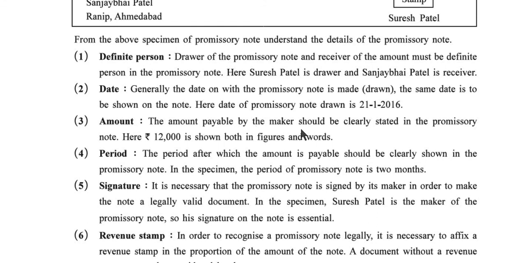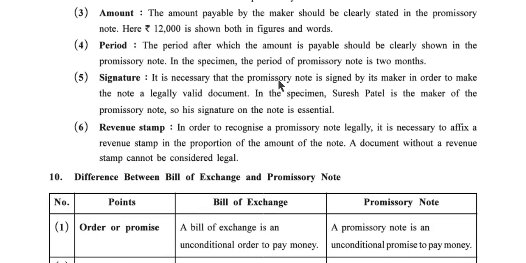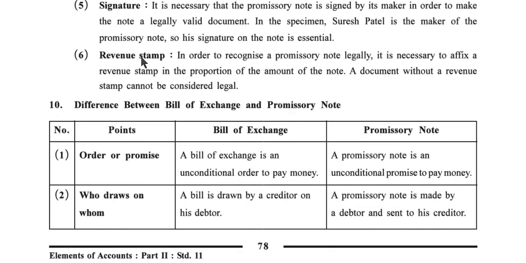Amount. The amount payable by the maker should be clearly stated in the promissory note. Here rupees 12,000 is shown both in figure and word. Period. The period after which the amount is payable should be clearly shown in the promissory note. In the specimen, the period of promissory note is 2 months. Signature. It is necessary that the promissory note is signed by its maker in order to make the note a legally valid document. In the specimen, Suresh Patel is the maker of the promissory note, so his signature on the note is essential. Revenue stamp.